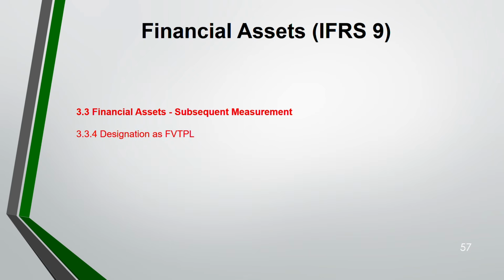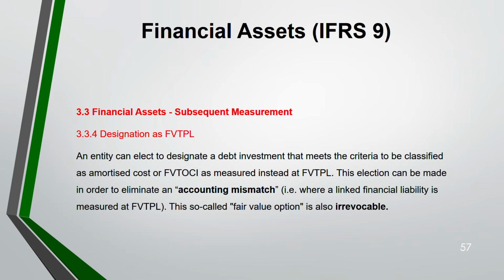Now, designation as profit and loss. An entity can elect to designate their debt investment that meets the criteria, either they fall under OCI or amortized, but still, you can make an election for it to be measured at profit and loss. Why do you make this election? So that you eliminate an accounting mismatch.